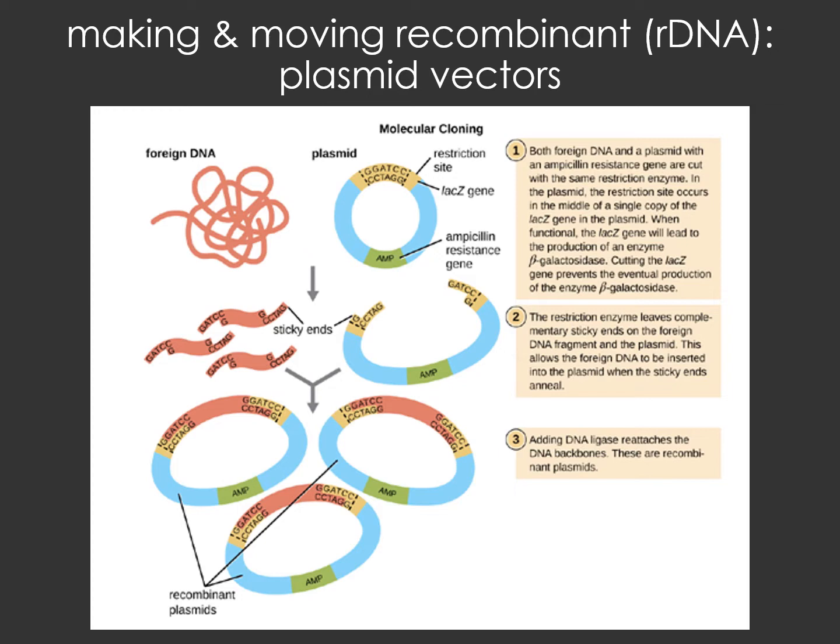So in a separate test tube, you take the cellular DNA, right? In this case, it would have been the human genome, and you use the same restriction enzyme to digest the cellular DNA, and then you isolate out the piece that has the insulin gene within it.